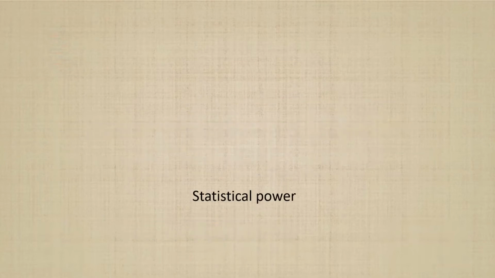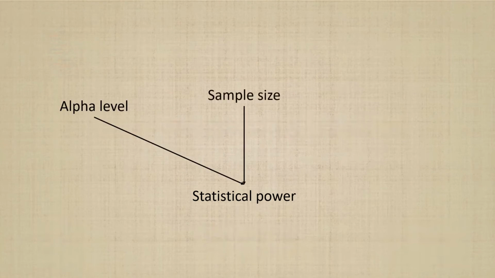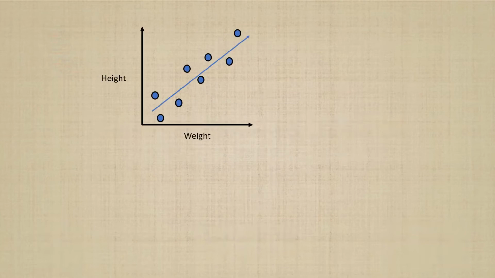Statistical power is determined by three factors: the alpha level, the sample size, and the effect size. Let's see how each of these factors relate to statistical power. First, statistical power depends on the alpha level.